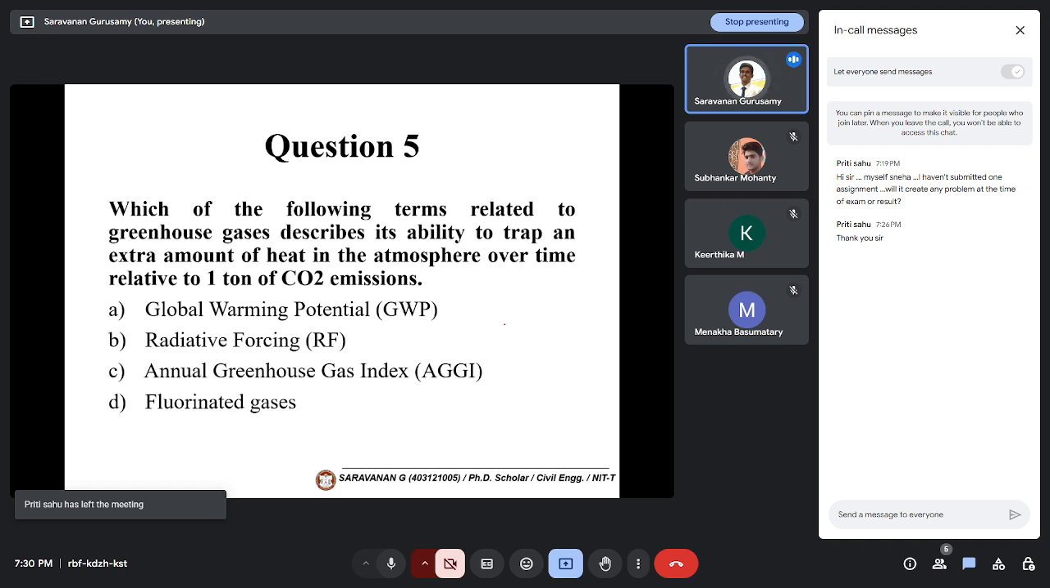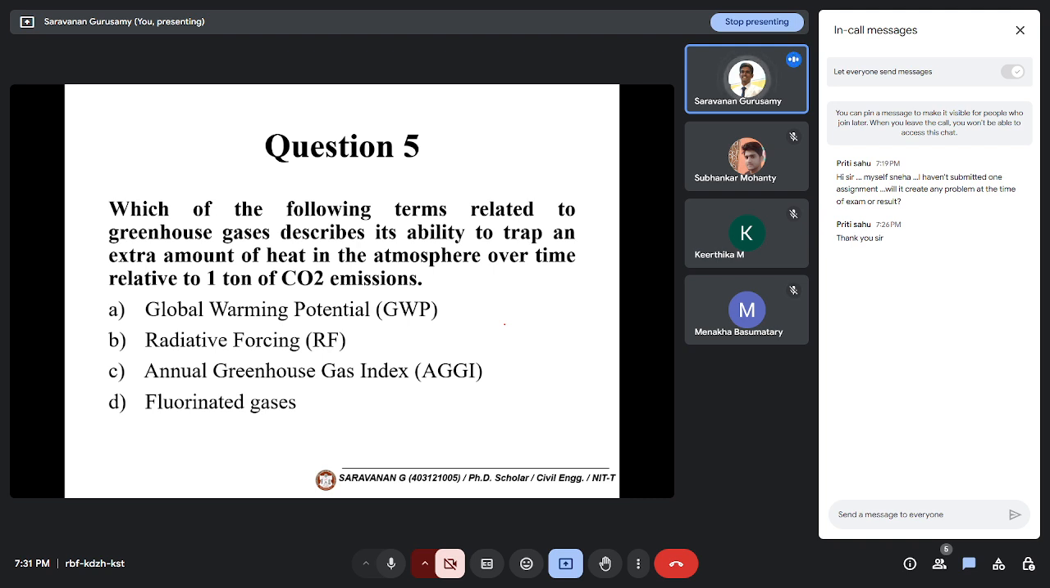Okay. Which of the following terms related to greenhouse gases describes the ability to trap an extra amount of heat in the atmosphere over time relative to 1 ton of CO2 emission? I can say over a 100 year period. What is this called? That is a measurement technique, right? There are three measurement techniques for global warming: one is global warming potential, second is radiative forcing, third is the annual greenhouse gas index. These three are used as indicators or measurement techniques for measuring global warming.